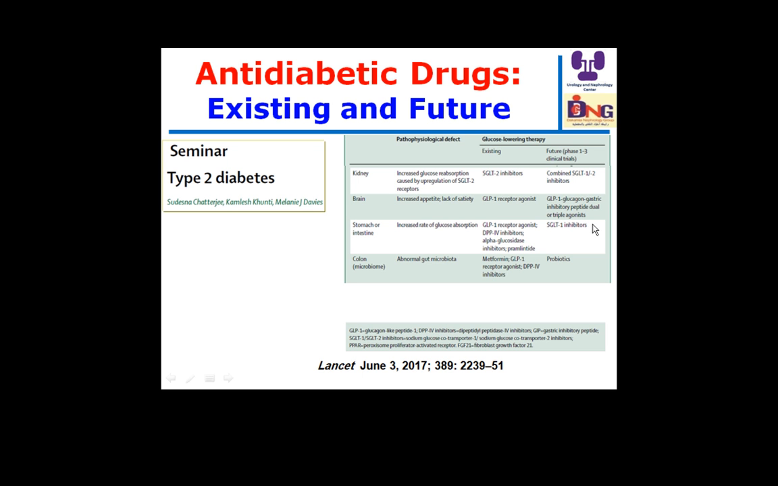For the stomach or intestine, sodium glucose cotransporter 1 inhibitors are expected to be present, but nowadays we have GLP-1 receptor agonists, DPP-4 inhibitors, alpha glucosidase inhibitors, pramlintide. For the colon, metformin, GLP-1 receptor agonists and DPP-4 inhibitors work on the issue of abnormal gut microbiome, and we are hoping in the near future to have probiotics.